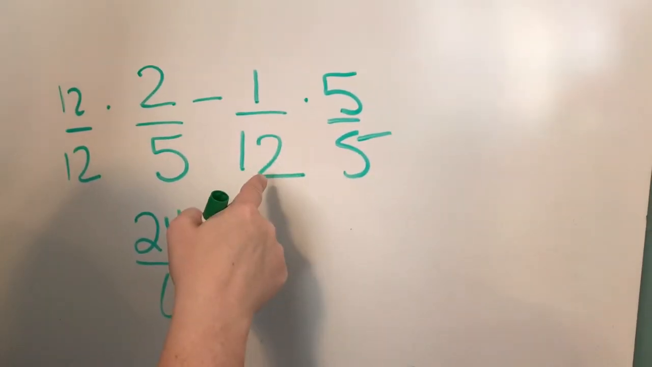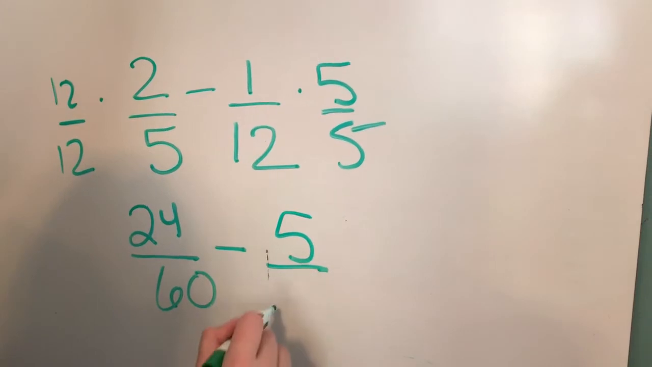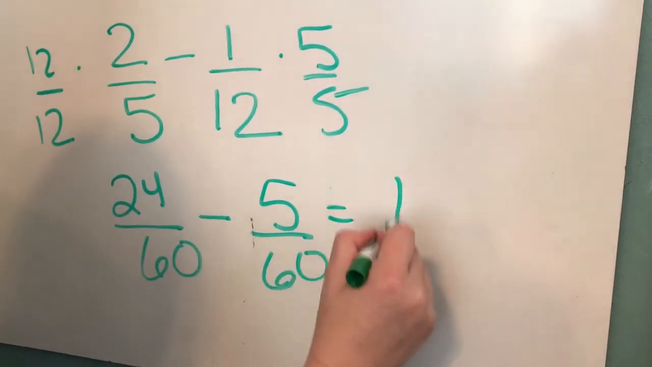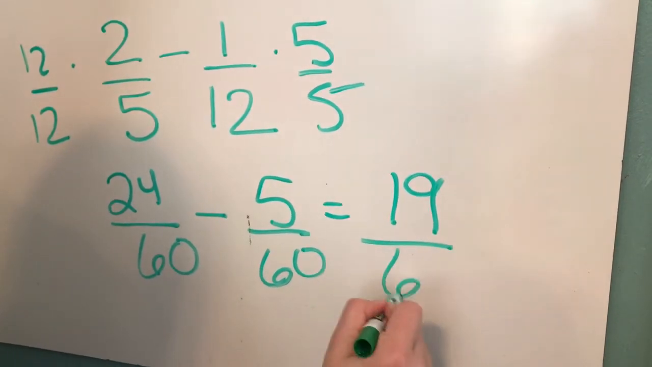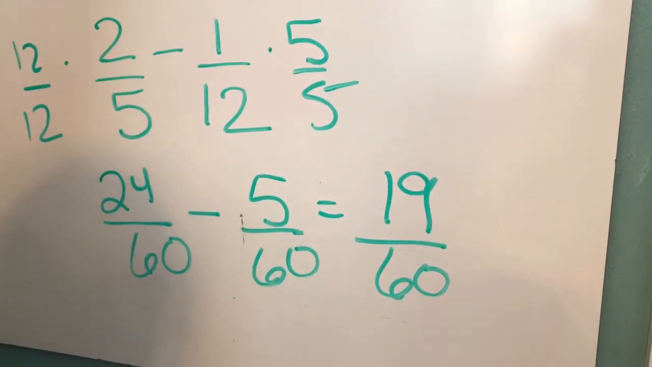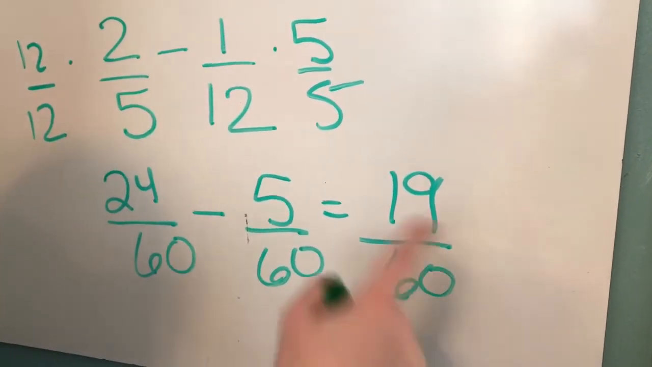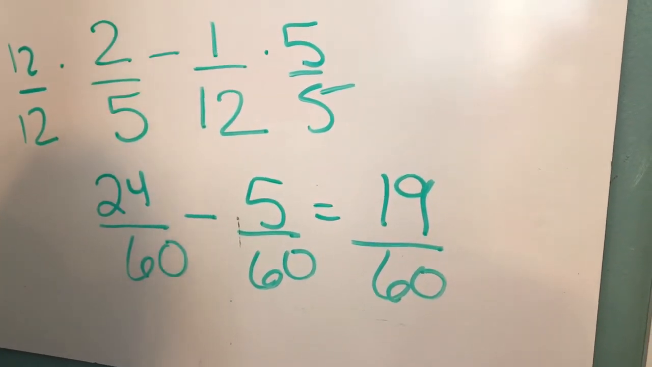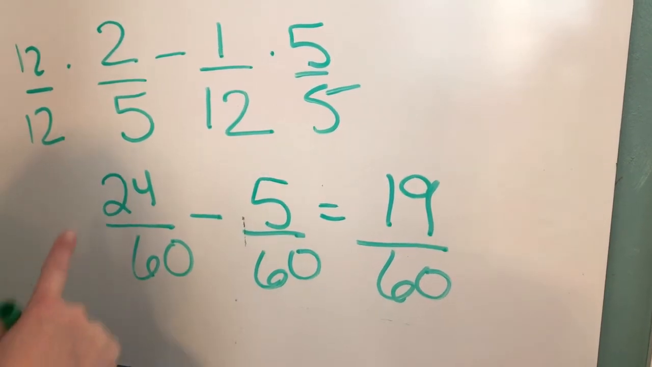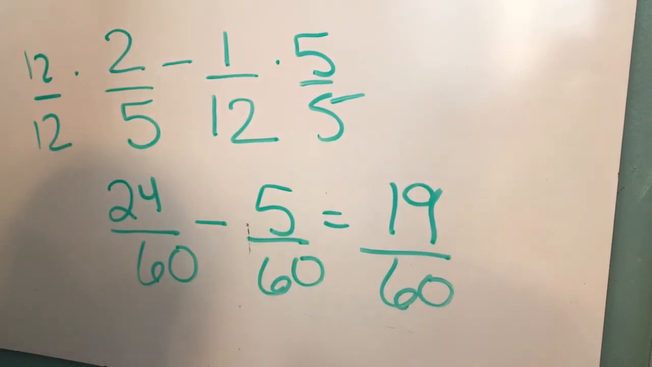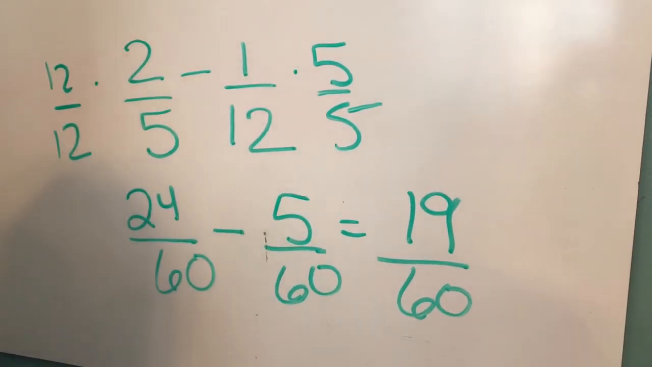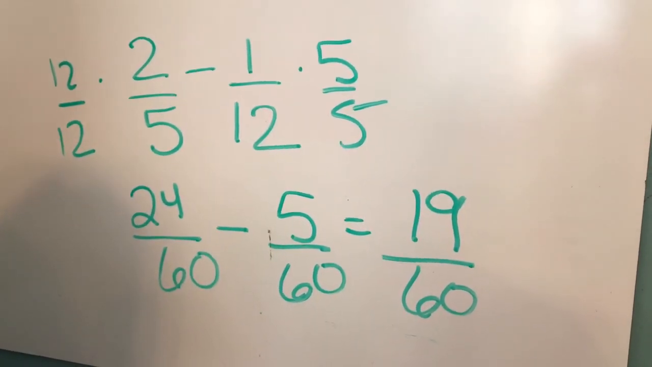So my new problem is going to be 24/60 take away 5/60, which is 19 over 60. Since 19 is prime, we know we have reached our lowest fraction that we can. It's reduced at its final state. So 2 ways we can find like denominators in order to add and subtract is to find the common multiple, or we can use our prime factors to find our least common denominator.